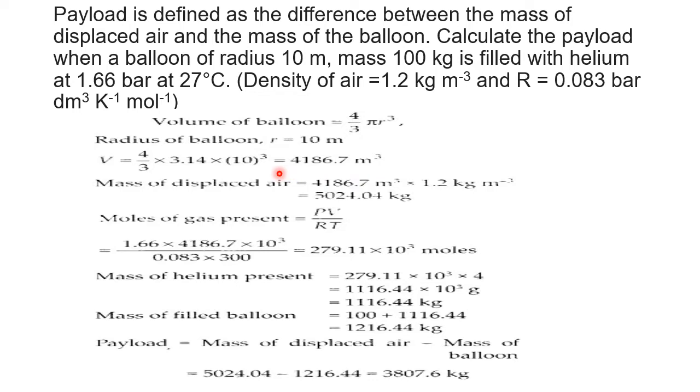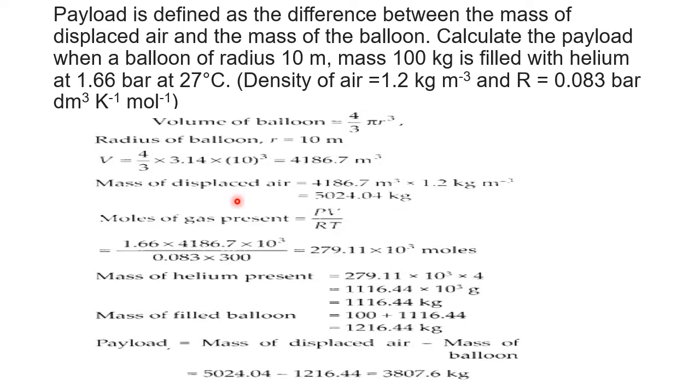Now, what is the mass of displaced air? For this, you have to multiply the volume with the density given. So that much is the air displaced. We already know the volume we have calculated. Now multiply this by the density, which is 1.2 kilogram per cubic meter. Then what do we get? The answer is 5024.204 kilogram. That is the mass of the displaced air when the hot air balloon is in the air.